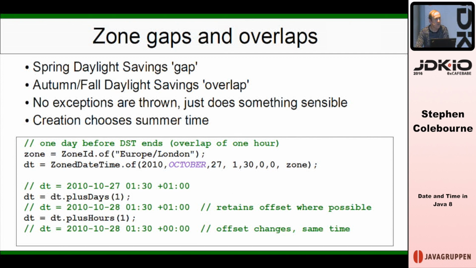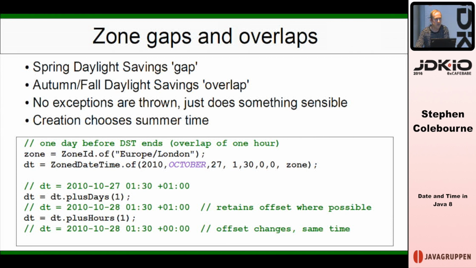So now we have to cover those gaps and overlaps. We have a gap in spring where an hour disappears, and we have an overlap in autumn where the same hour occurs twice. Now early on, I had exceptions thrown if you got this wrong, but I concluded that basically the chance of you knowing that you got it wrong means too much checking up front. So it chooses a sensible default.